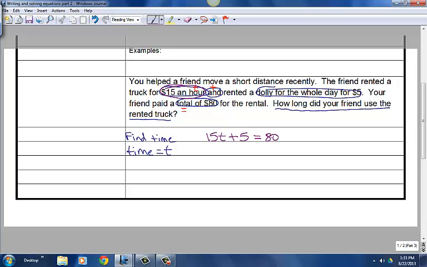So now I can go through the process. I'm still on step A. But now I need to go through the process to find t. I did really great writing an equation, but that's not what it asked me to do. It asked me to find how long they used the rented truck.